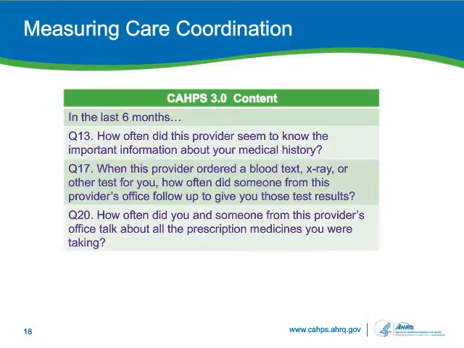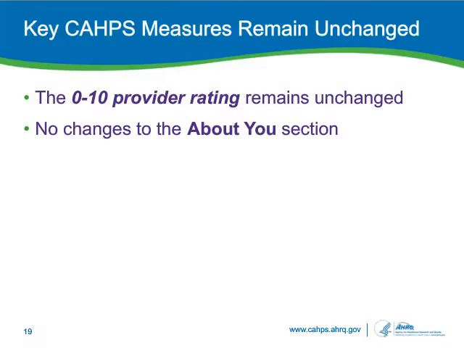In addition to these measures, we had some additional changes to update the CG-CAHPS survey. And it's important to note that while we made all of these changes, there are a couple of things that remained unchanged. A key measure that remained unchanged is the 0 to 10 rating, which is the hallmark of any CAHPS survey. And it stays just the same in CG-CAHPS 3.0. Also, the About You section remains unchanged in this update.